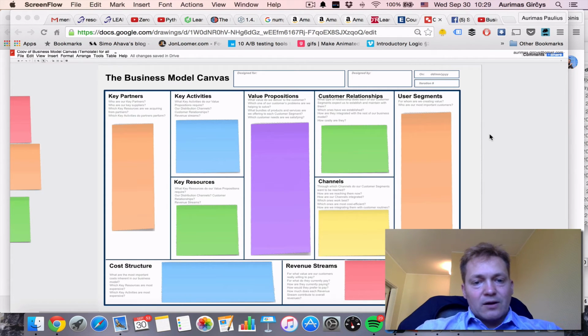Then we have to move to the key activities. If we talk about your value proposition, what are the key activities that our value proposition requires? Or for example, what our distribution channels are, regarding the customer relations and revenue streams, etc. So what exactly are the key activities?